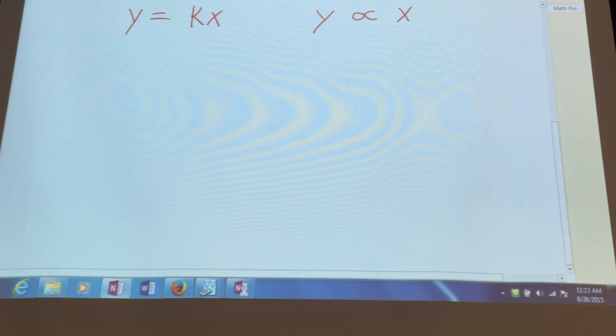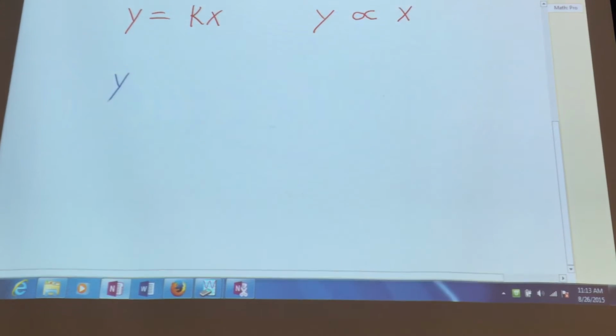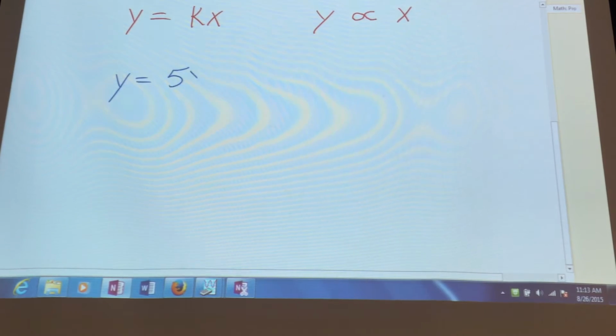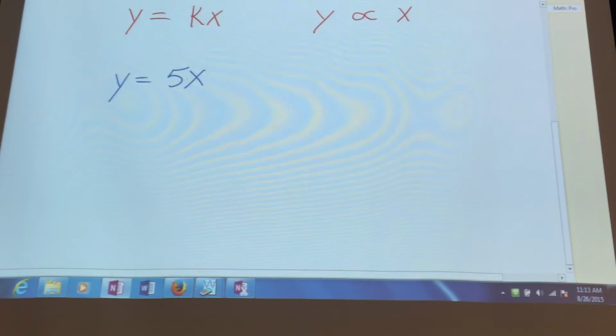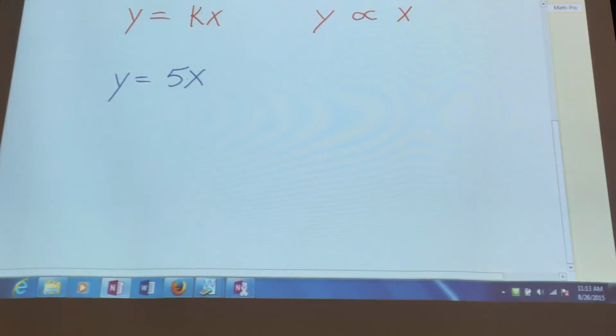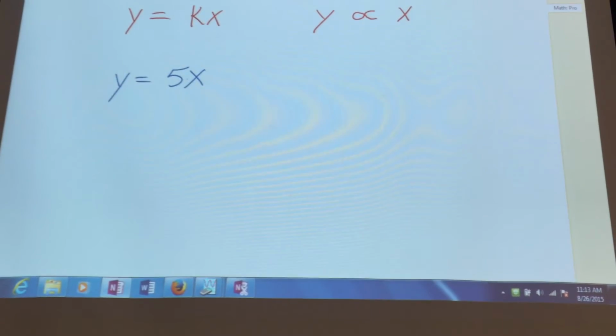And then let's take a particular example of this equation. How about y is equal to, we'll pick something nice and easy like 5x. Y is equal to 5x. In this case, the k is 5. You would also say that, okay, I know that this is proportional. As x gets bigger, y gets bigger.